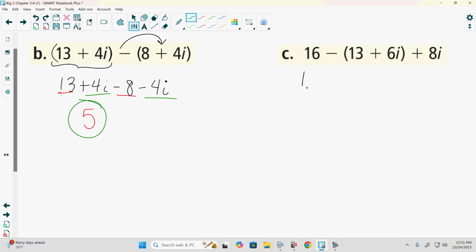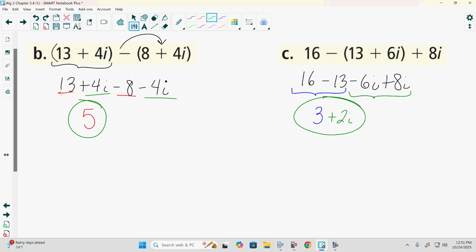For the next one, we can distribute that negative through. So we'll have negative 13 minus 6i. Now at this point, we can combine like terms. 16 minus 13 is 3. Negative 6i plus 8i is plus 2i. So we just get 3 plus 2i.